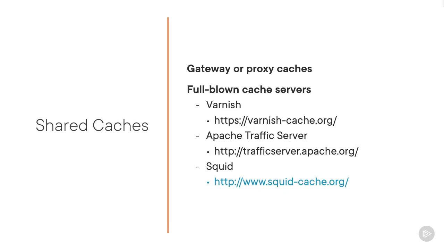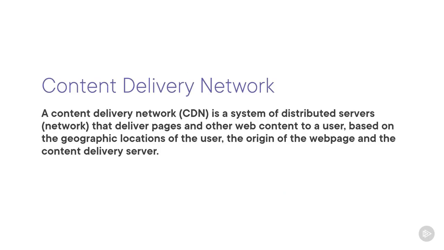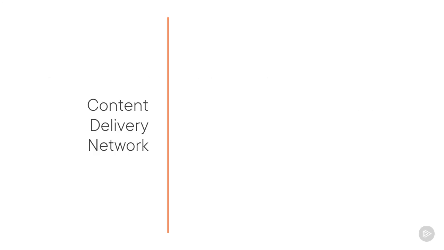There's another option, a CDN or Content Delivery Network. That is a system of distributed servers that delivers pages and other web content to a user, based on the geographic locations of the user, the origin of the web page, and or the origin of the content delivery server. Simply put, it's a network of servers geographically distributed that speed up requests and related response delivery by ensuring that those requests are routed to the server closest to where you are.